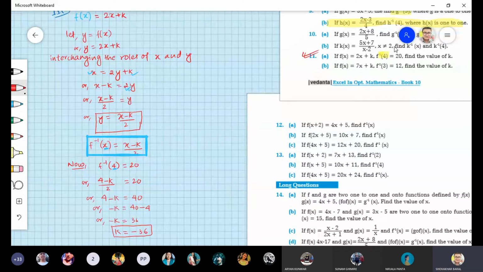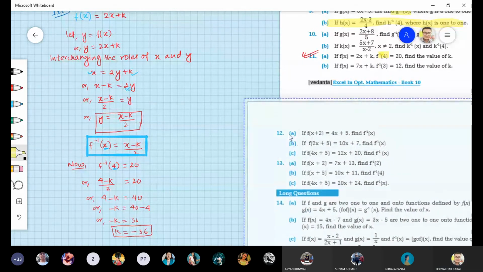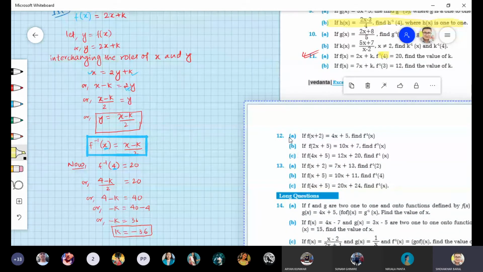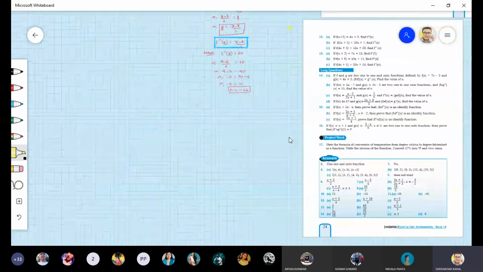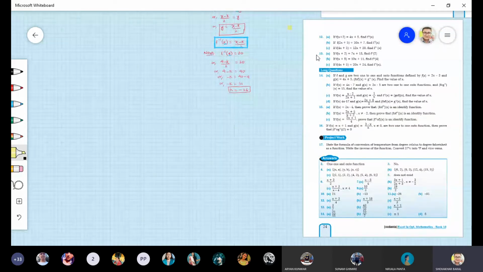Okay, now let me continue with the other question. I hope you copied this. Copy it right now. Now let's go to question number 12a. What is written here? Let's see this. Okay, why is it zooming?